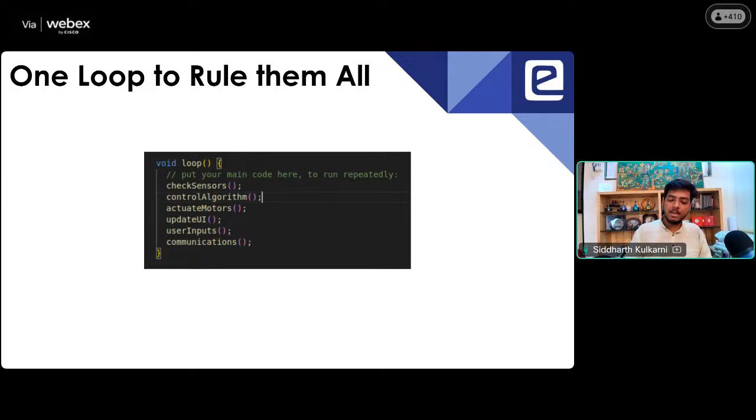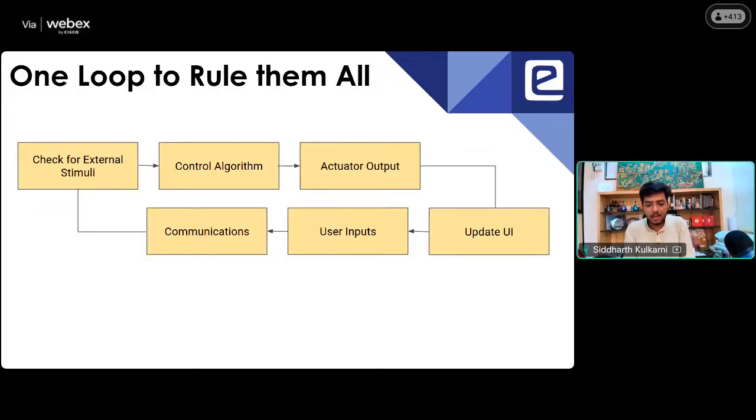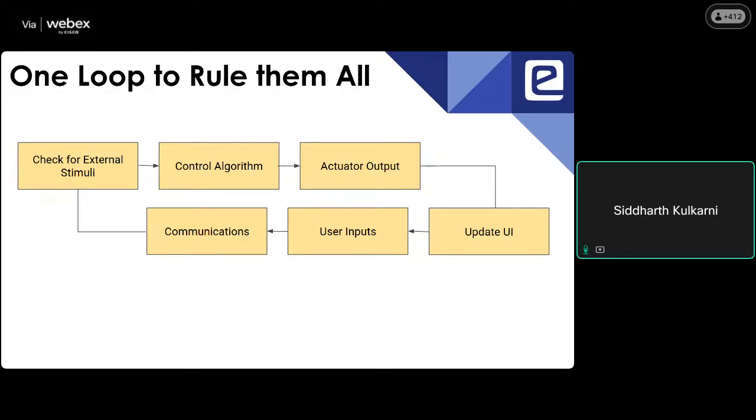Now coming down, we'll come to non-critical things like checking if the UI has been updated, updating the data on the UI based on whatever changes we made in the first three instructions. We'll update the UI and then check for user inputs and communications. So like you see in the diagram below, it is a cyclic process. One after another, the tasks get executed.